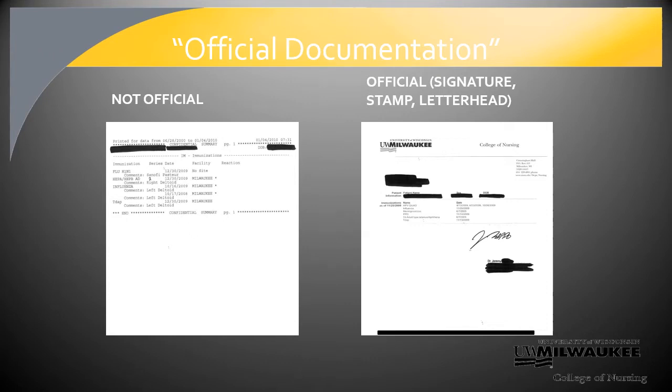As you start accumulating documentation to upload to Castle Branch, consider what type of documentation you have. Here's an example of a document that would be considered not official, something that your clinical site may reject, and we would need to ask you for another documentation. And then on the right side is something that would be considered official. To be safe, when you upload a documentation to Castle Branch, try to have one of these three things.